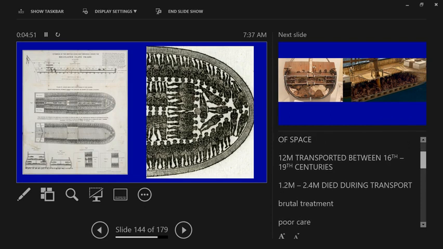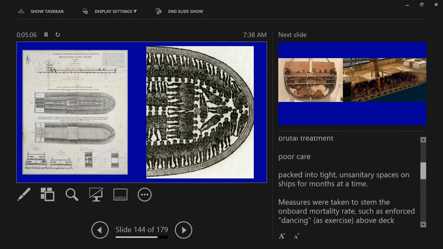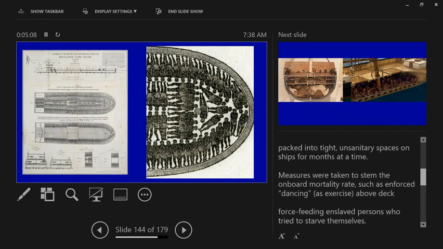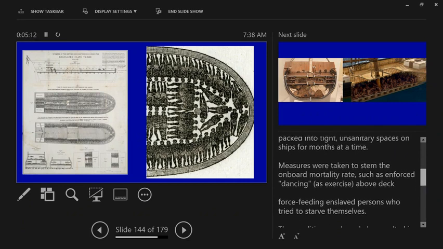12 million slaves were transported between the 16th and the 19th centuries. About 1.2 million to 2.4 million died during transport. They were treated brutally. They were issued poor care. They were packed into tight, unsanitary spaces on ships for months at a time.